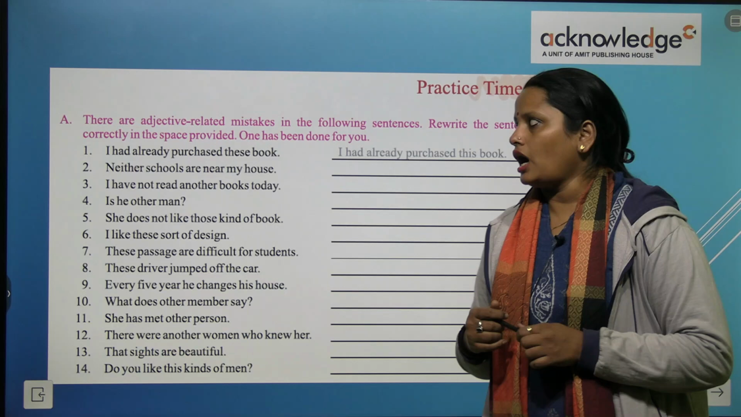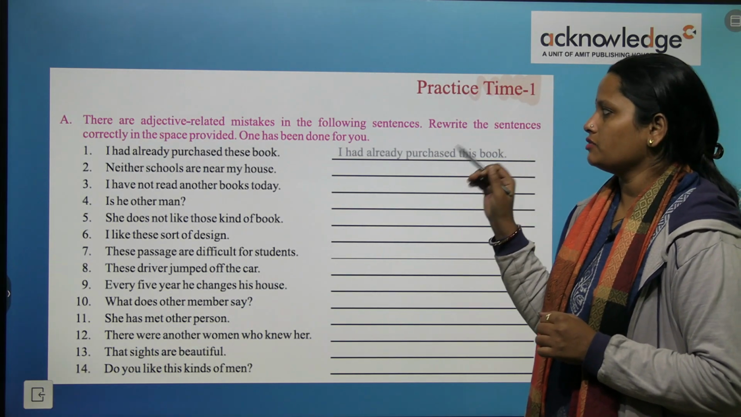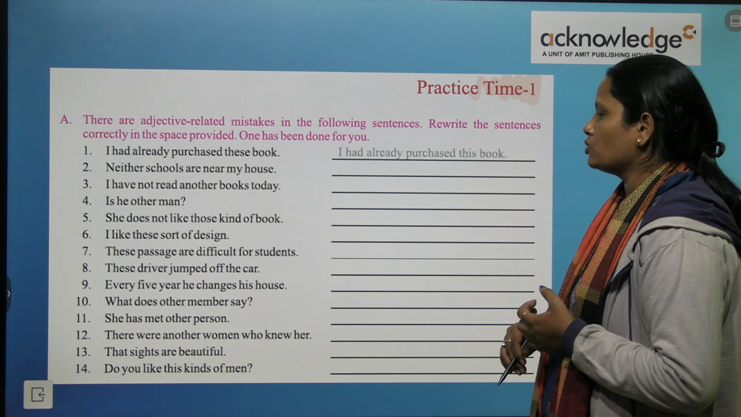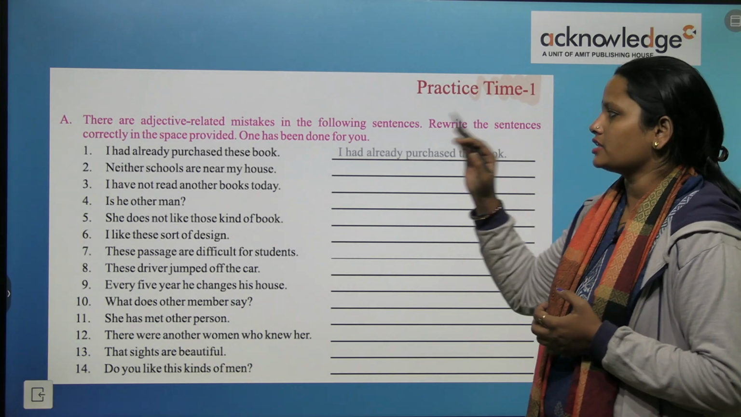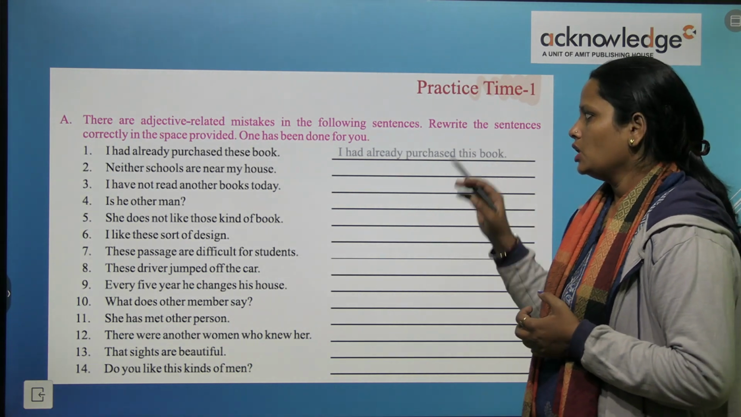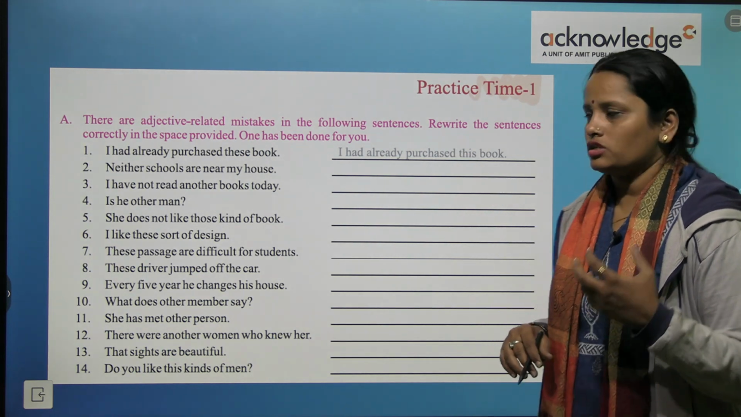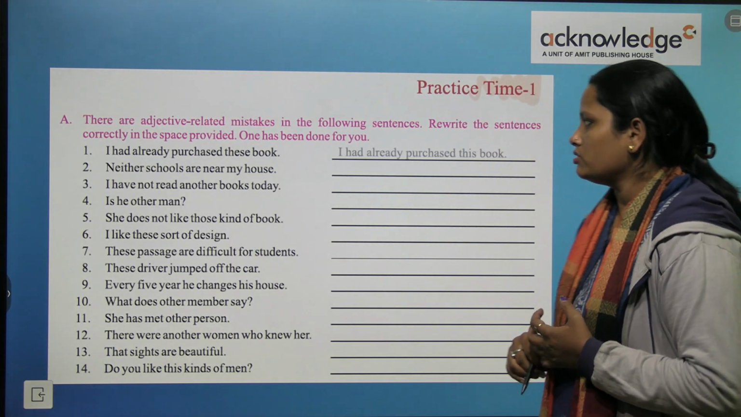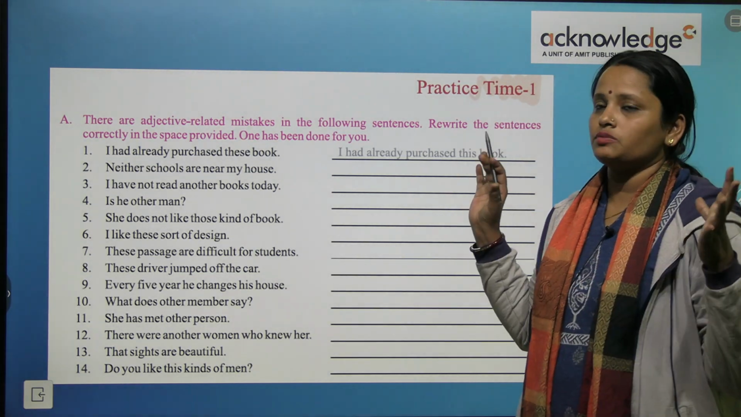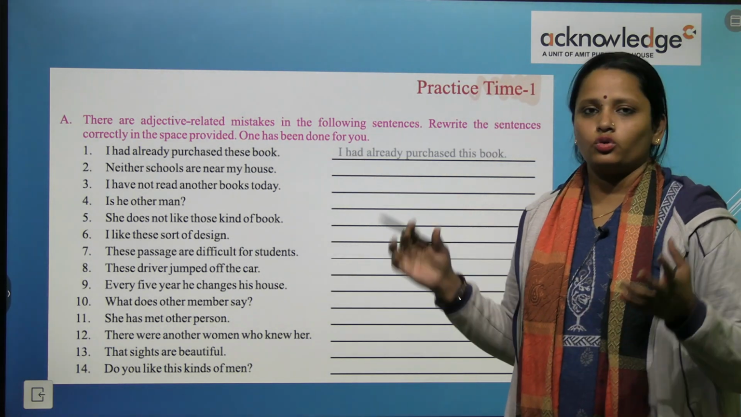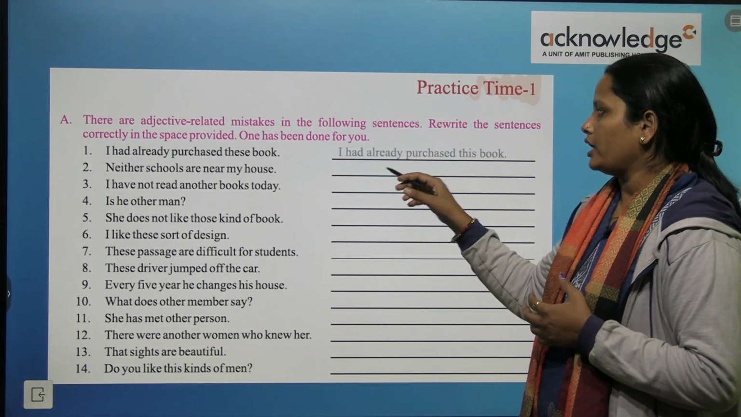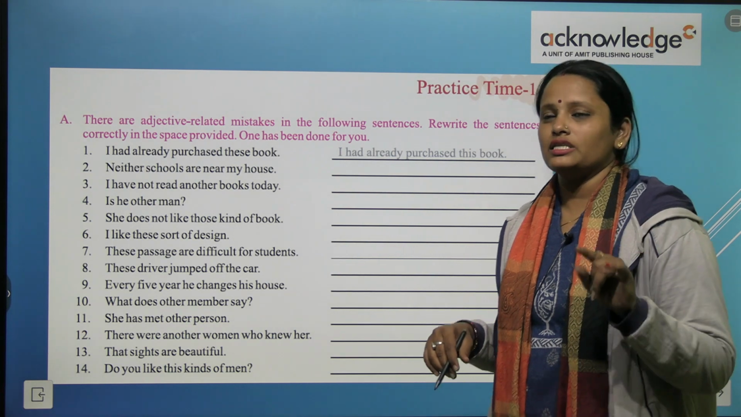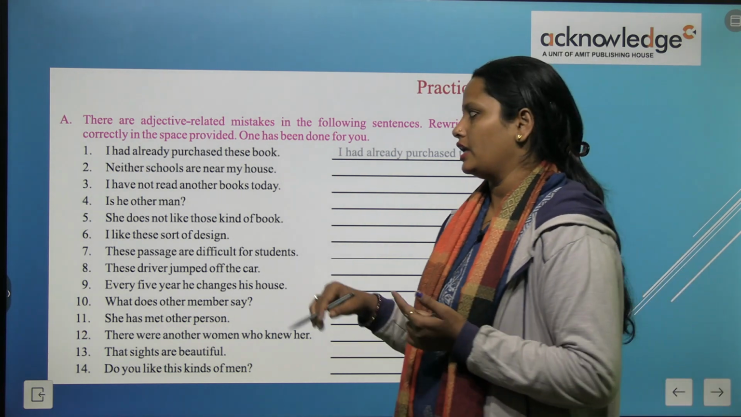Now there are adjective related mistakes in the following sentences. So यहाँ पे adjective related कुछ mistakes हो गई हैं sentence में. Rewrite the sentence correctly in the space provided. One has been done for you. So children, one example is given. Let's see what's written. I had already purchased these books. अब these के साथ book तो आएगा ही नहीं, तो क्या होगा? I had already purchased this book. Book के साथ हमें this ही लगाना है, these नहीं लगाना है.